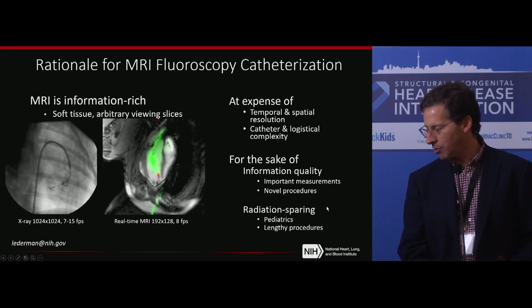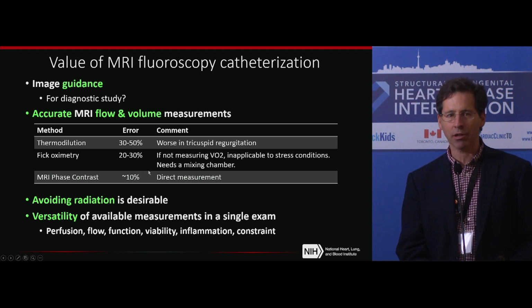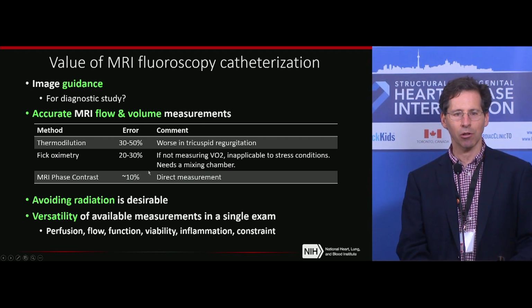Radiation sparing and lengthy procedures, blah, blah, blah. So this MRI fluoroscopy, as I call it, could be useful for image guidance. Here's an assessment of flow. The coefficient of variation for thermodilution is very high, and with MRI phase contrast, flow measurements can be low.